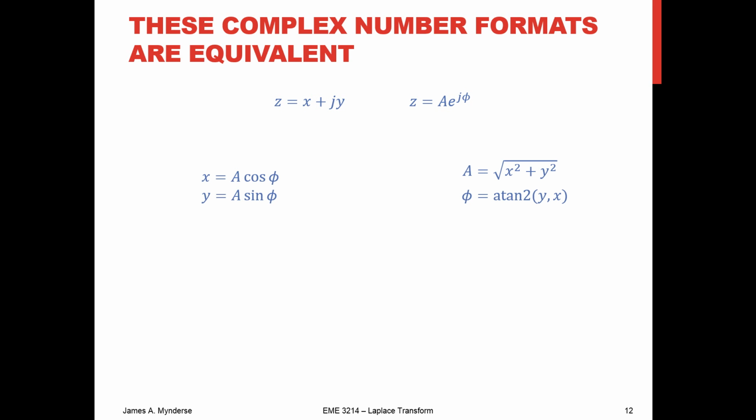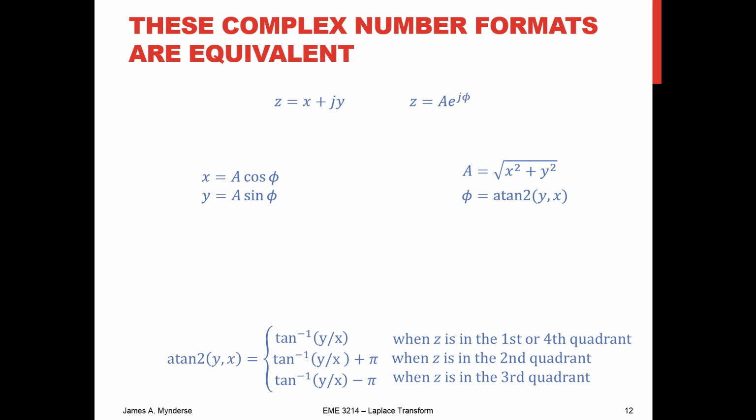And if we want to go the other way, we could say that a is going to be the square root of x squared plus y squared, and phi is going to be atan2 of y, x. And what is atan2? It's like tan inverse, but it's got some special rules. It's a MATLAB command. atan2 is a MATLAB command. It shows up in other languages too.